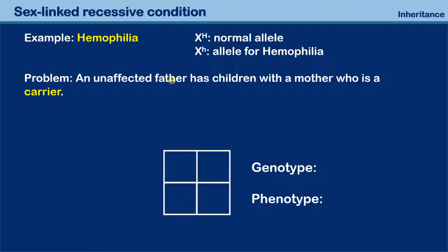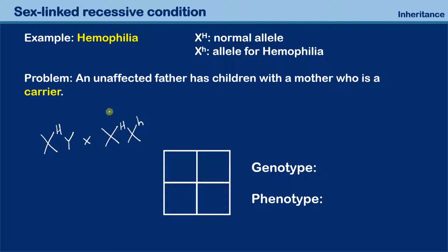An unaffected father has children with a mother who is a carrier. Now, if the mother is a carrier, important word, I made it yellow over here, then she herself is not affected, but does carry the affected allele.